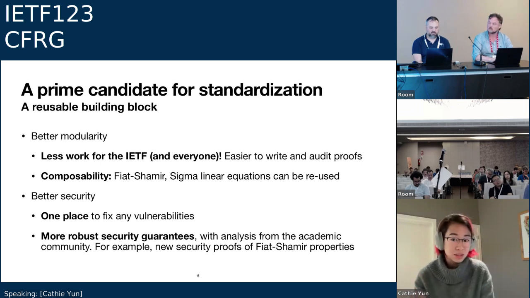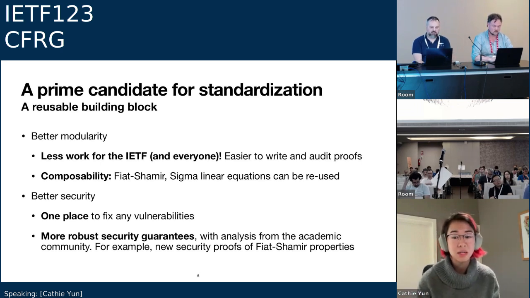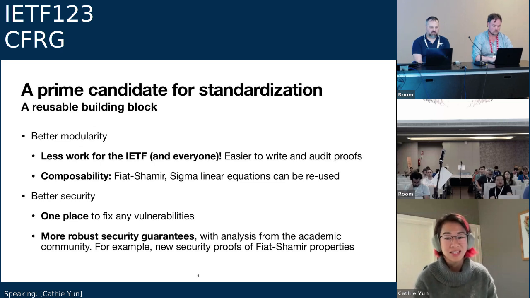But one thing that I really think is important is that it's better security. It's one place to fix any vulnerabilities instead of having 10 different specs that all do their own little variations of Sigma proofs. And you can also have more robust security guarantees if you invest in analysis over one protocol by working with the academic community.